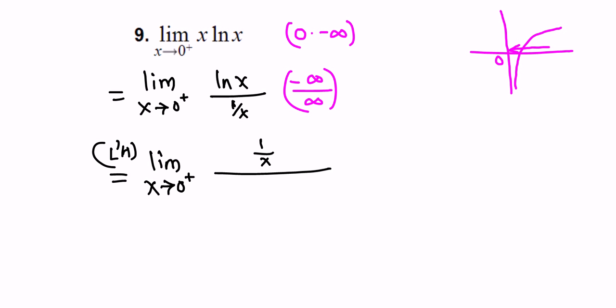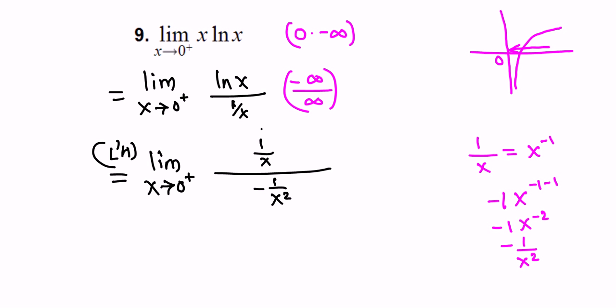As we know, 1 over x is the same as x raised to negative 1. Now let's find the derivative of x to the negative 1. It's like x to the n, so n times x to the n minus 1: negative 1 times x to the negative 2, and getting rid of the negative exponent, negative 1 over x squared. So the derivative of 1 over x is negative 1 over x squared.